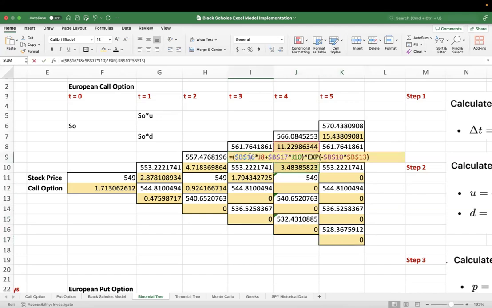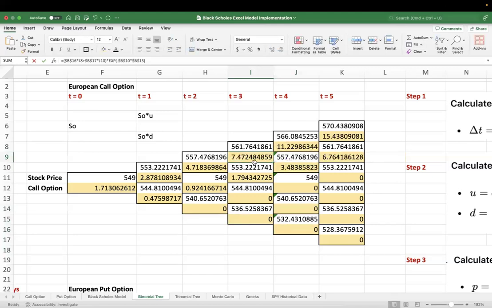So again we'll back propagate in a very similar fashion. For arriving at this value, we'll use this value and this value. We are just back propagating it, that is the essence of it. So how will we back propagate? We'll use the same formula, p times the up option value, then 1 minus p times our down option value, which is 3.48.